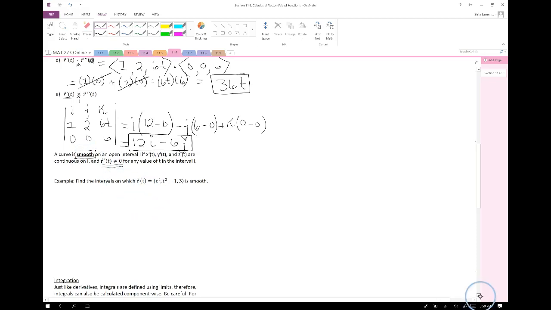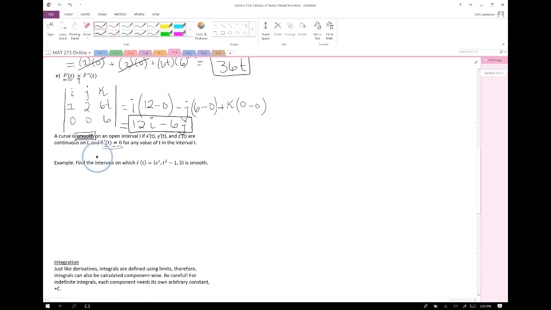So there's a few things that we need to check when we want to decide if our curve is smooth. A curve that's not smooth would have a discontinuity or a cusp. And a cusp is just a sharp spot. So let's try one of these. We want to find the intervals on which r of t equals e to the t, t squared minus 1, and 3 is smooth.